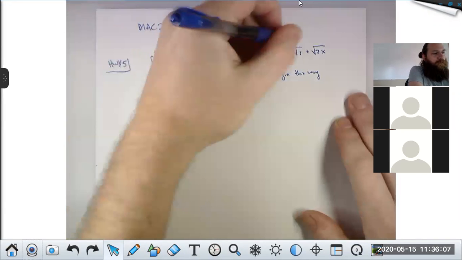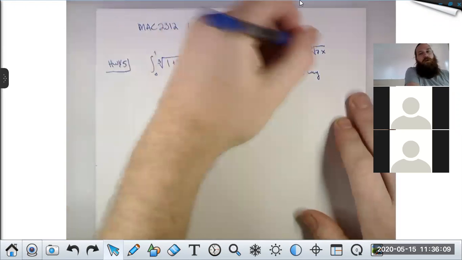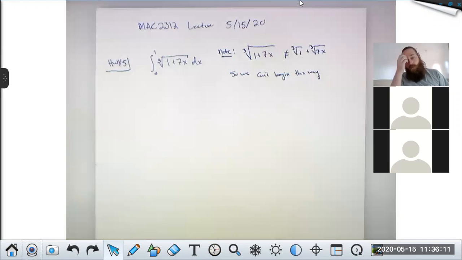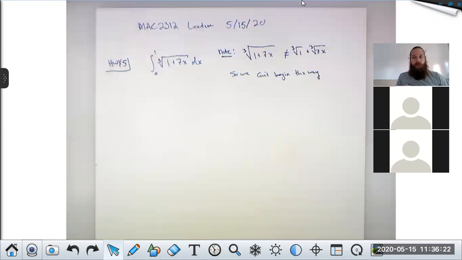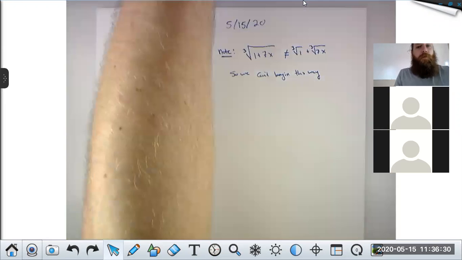Cube roots, roots in general, powers in general, do not play nice with addition or subtraction, so we can't split this up. That's not going to work. And that sort of thing is a surprisingly common mistake in Calc 2. Please don't do it, right? Square roots, cube roots, they never, ever, ever distribute. But what will work is a little substitution.